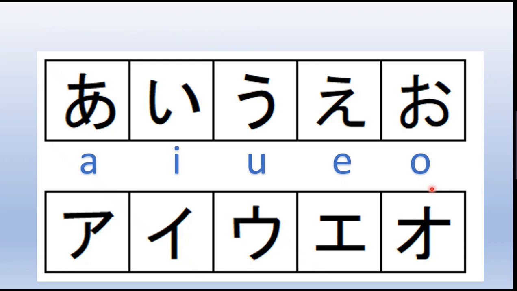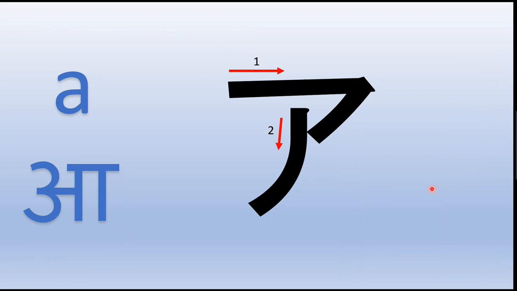Now we shall see how to write these katakana alphabets. We begin with A. As you can see, the red arrows indicate the direction of the strokes that we have to make while trying to write this alphabet. So the first stroke is like this. This is a single stroke, and the second stroke is like this towards the end. So this is A.